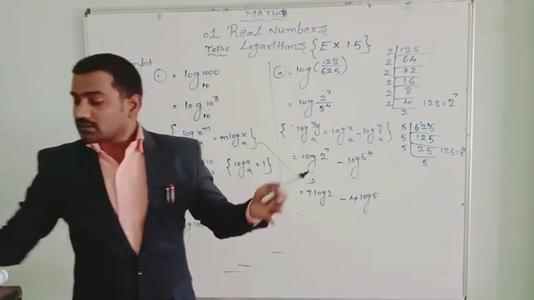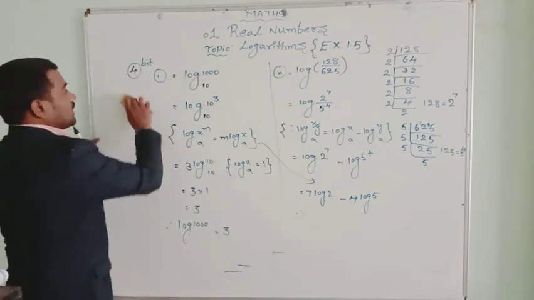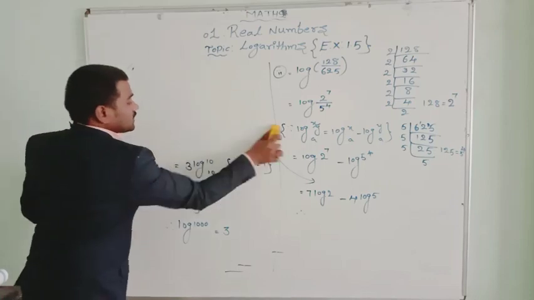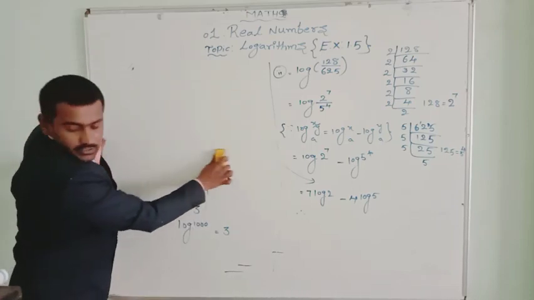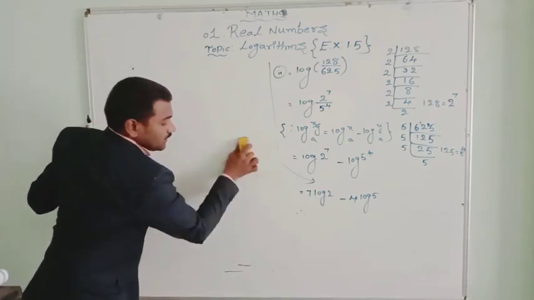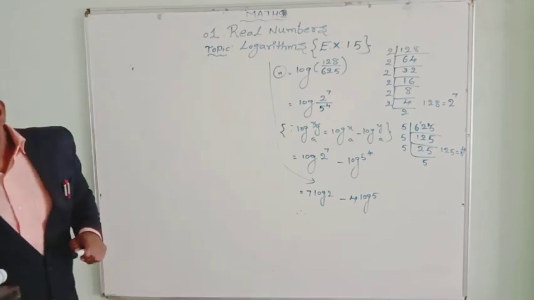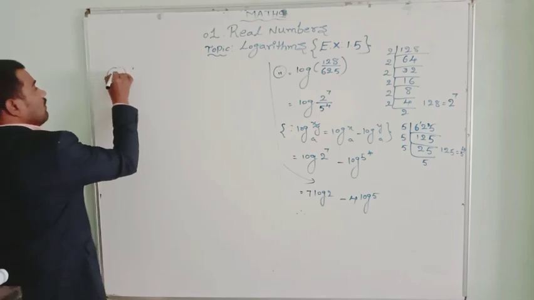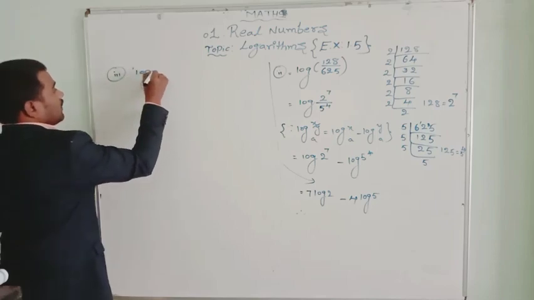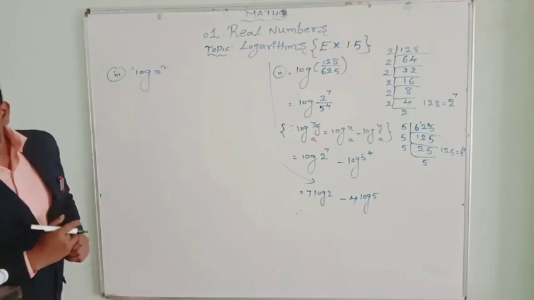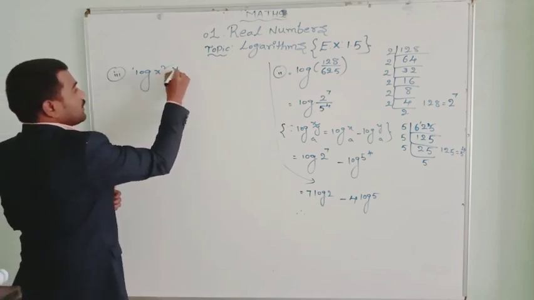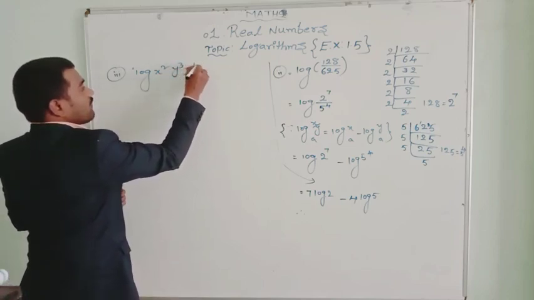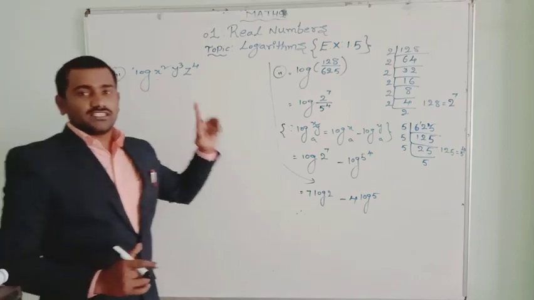Now let's go for the third question. What is the third question? Look at that: log x square into y square into z to the power of 4. The third question here: log x square y to the power of 3 z to the power of 4. We need to expand this.